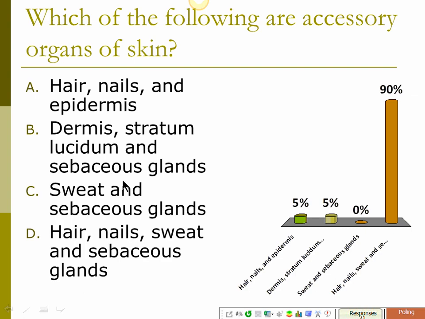Very good, yes. Epidermis is not an accessory organ of skin. Epidermis is part of skin, as is dermis. So these two answers go off automatically. These are accessory organs, but this is the best answer because hair and nails are as well as sweat and sebaceous glands. Okay?